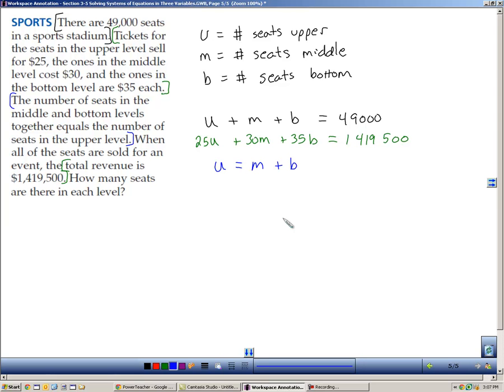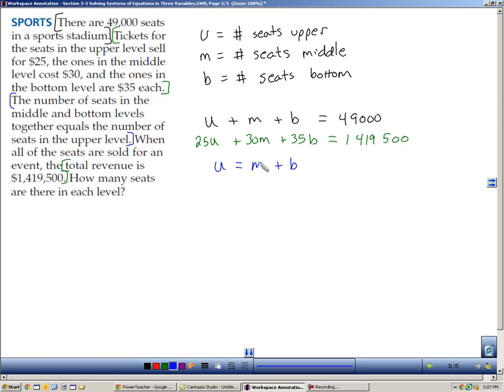Now, this one is kind of interesting because here I have an isolated variable, and typically when we have a variable that's isolated, we can use substitution. And if you wanted to use substitution, you could. You could plug m plus b in for the u, and you could use substitution that way. I'm going to try to stay consistent with what we've been doing.